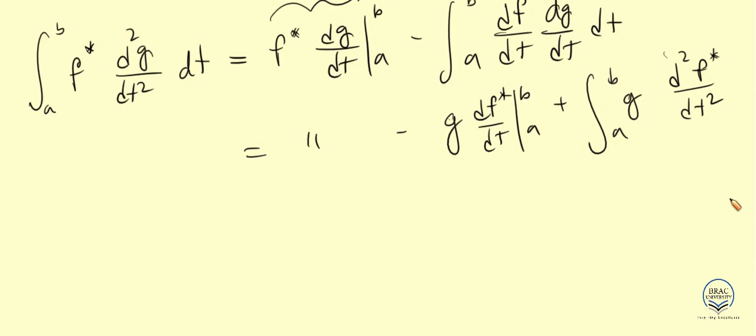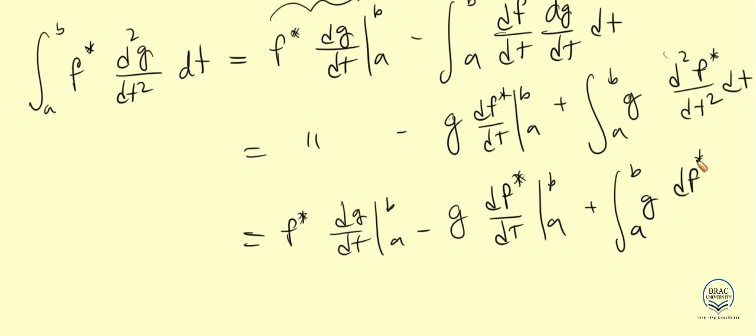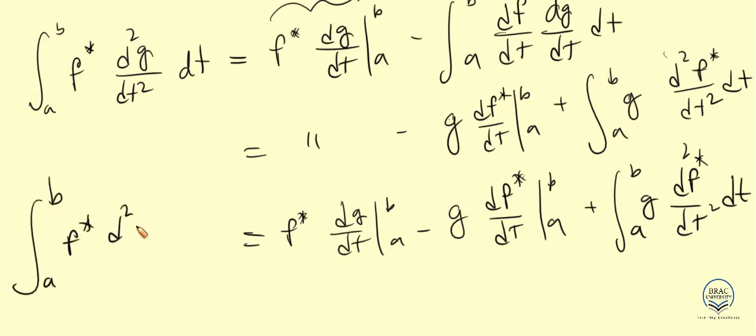Okay, so let's write this thing in its full glory. So this is f star dg dt evaluated at my boundary points. I'll have g df star dt ba plus this little integral over here. Oops, there should be a dt squared, because this is the second derivative. And now if you compare it, let me just write this left hand side down again so that you can easily compare this thing.